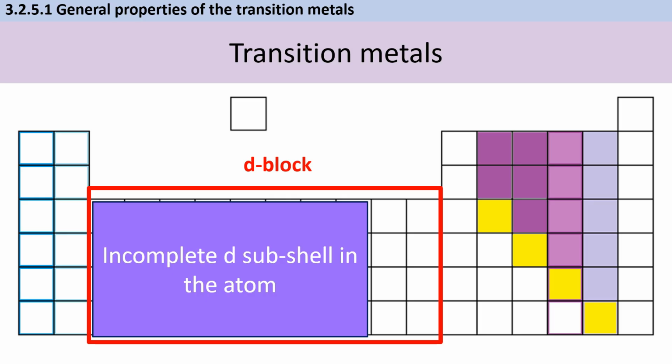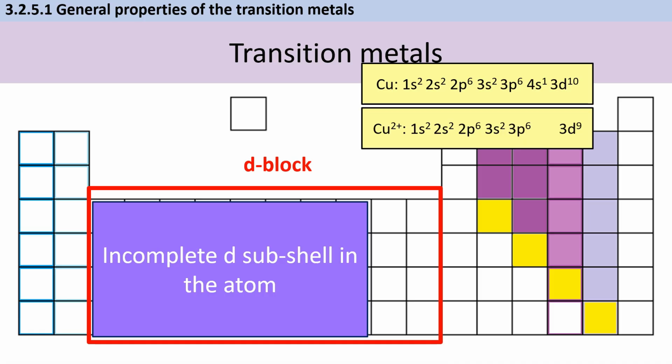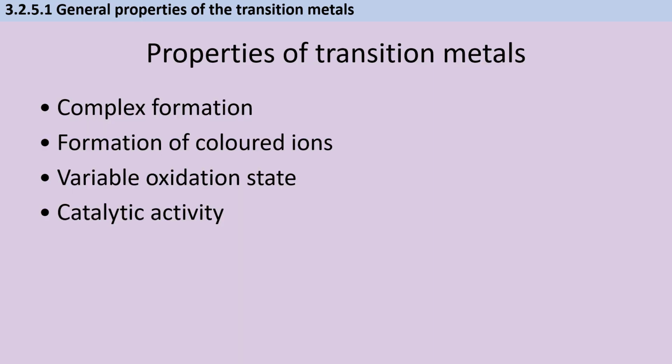Then copper has a full d subshell as an atom, but when it forms 2+ ions, these only have 9 d subshell electrons. Zinc is not a transition metal, as both its atom and its ion have full d subshells. The 4 key properties that you need to recall for transition metals are that they form complexes, they form coloured ions, they have variable stable oxidation states, and their catalytic activity.